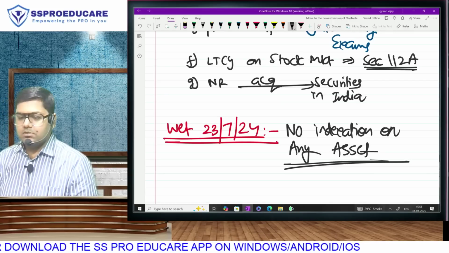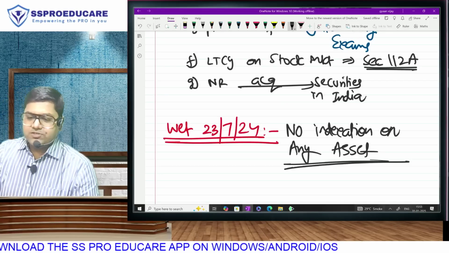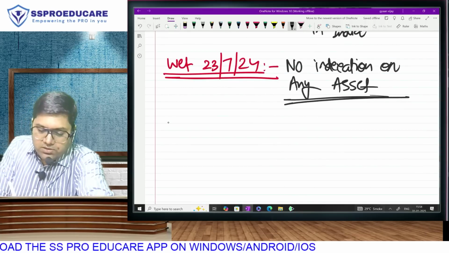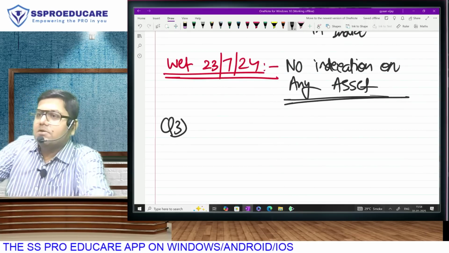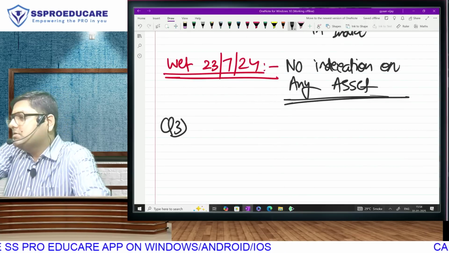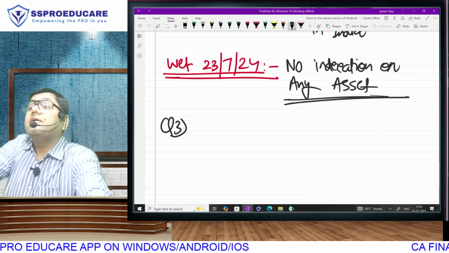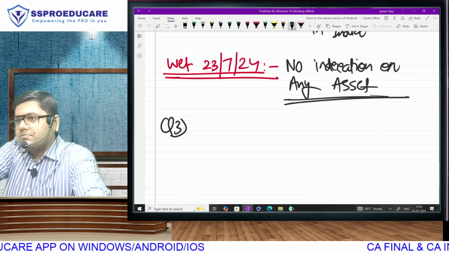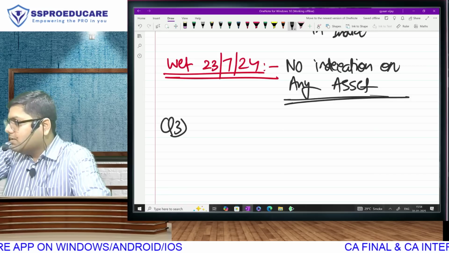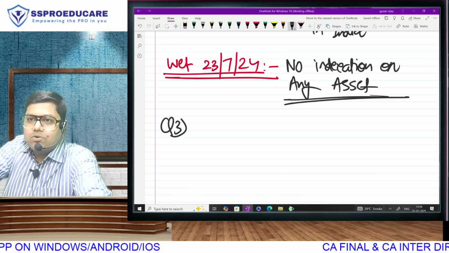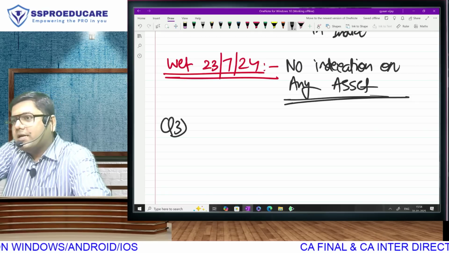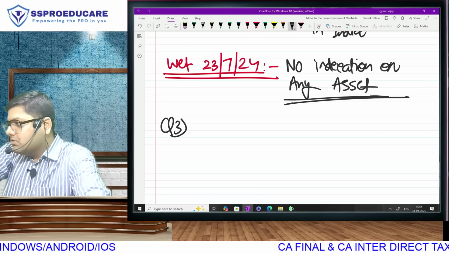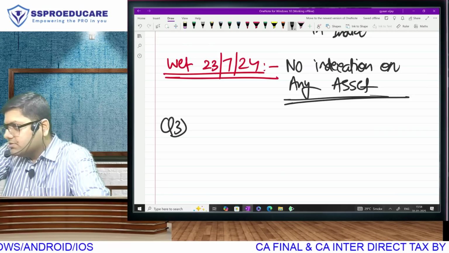Correct, everyone. Which means that now we have to go and do what? Question number 3. What is question number 3? The second tax benefit of long-term capital gain. Correct? Bro, the second tax benefit also has undergone too many changes.